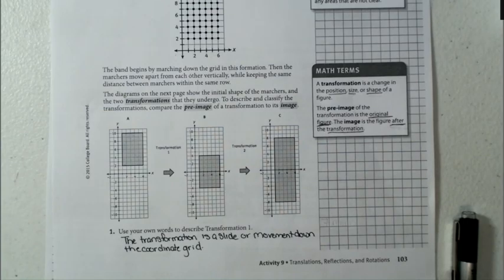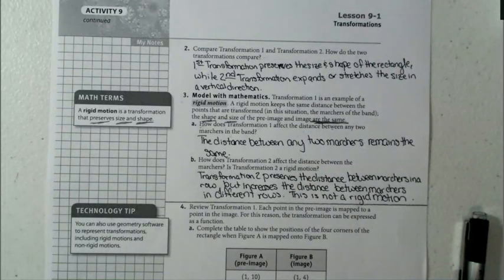As we can see, the answers to questions numbers 1, 2, and 3 have now been provided for us. Number 1 states, the transformation is a slide or movement down the coordinate grid. Number 2 says, the first transformation preserves the size and shape of the rectangle, while the second transformation expands or stretches the size in a vertical direction.